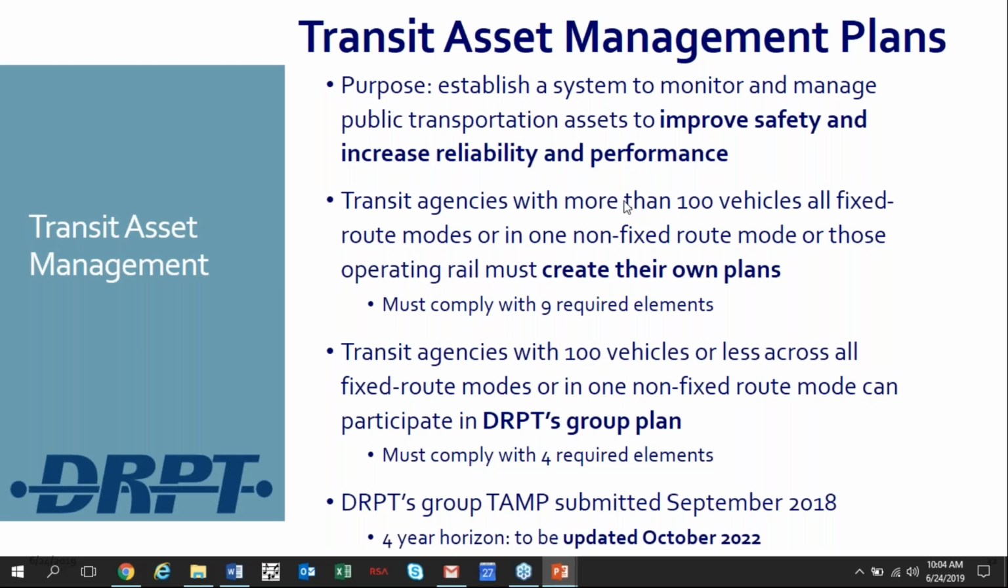Tier 1 public transportation providers are considered transit agencies with more than 100 vehicles across all fixed route modes or in one non-fixed route mode, or those agencies that are operating rail. Tier 1 agencies must create their own plans. Those plans need to comply with the 9 requirements that FTA has included in the final rule.